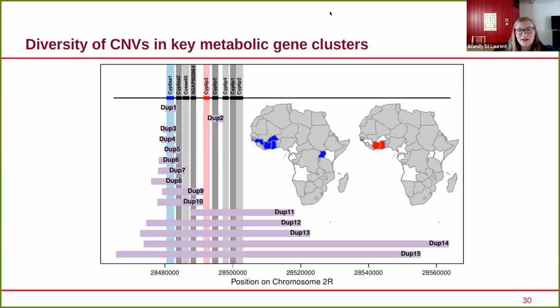Mugenzi asks, what could explain the CNVs observed for the serine peptidase genes? And how do you explain the CNV distribution in West and East Africa, but not in Central Africa? But that might be a sampling bias. Yeah, those are two good questions.